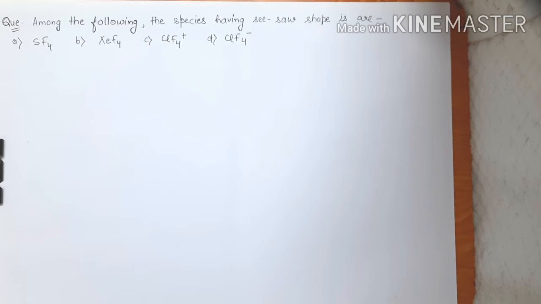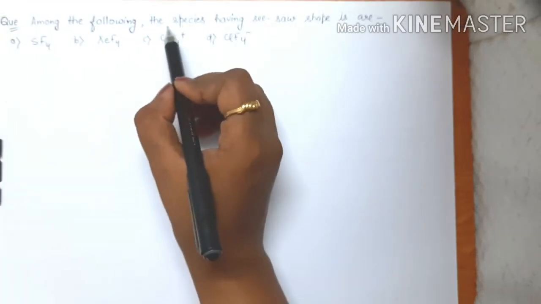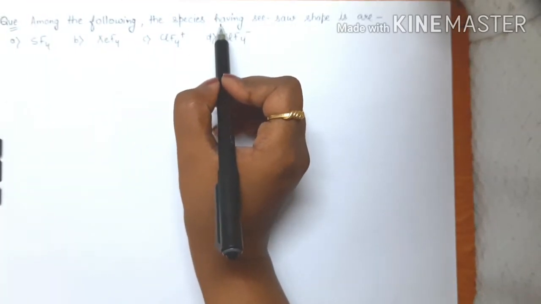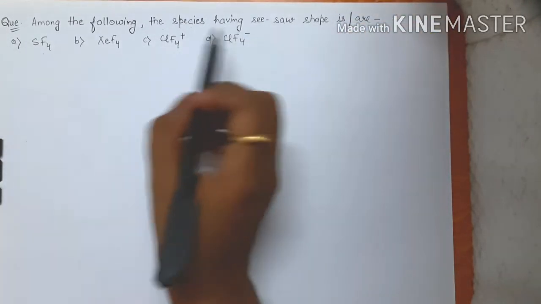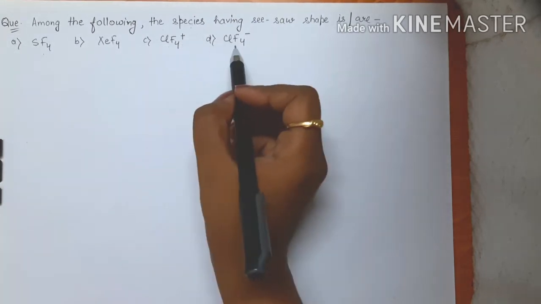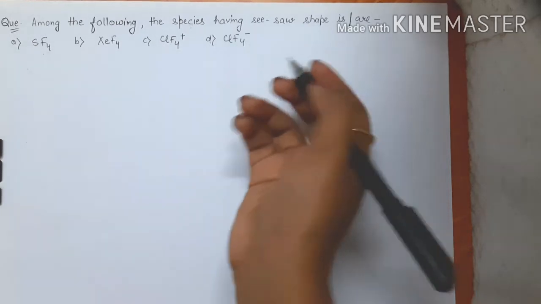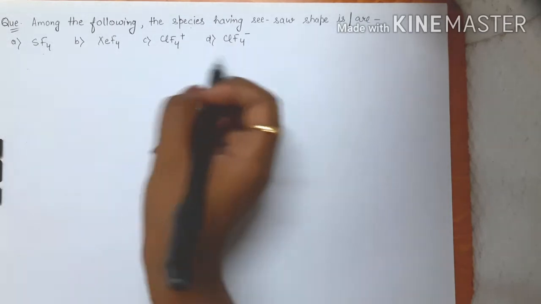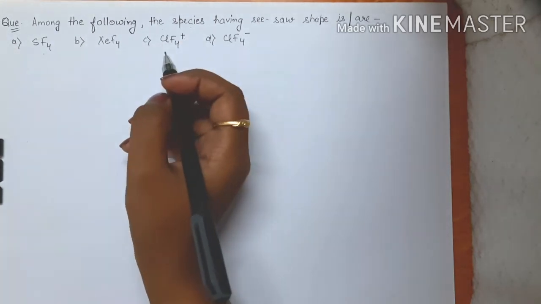So today we'll solve some of the previous year questions of chemical bonding of GATE exams. The first question which we are going to discuss says that among the following, the species having seesaw shape is or are. There were four options given: SF4, XeF4, ClF4 positive and ClF4 negative, and then four options given as A and B only, A and C, like that. So we have to find out which of the following species are having seesaw shape. Answers could be more than one also.